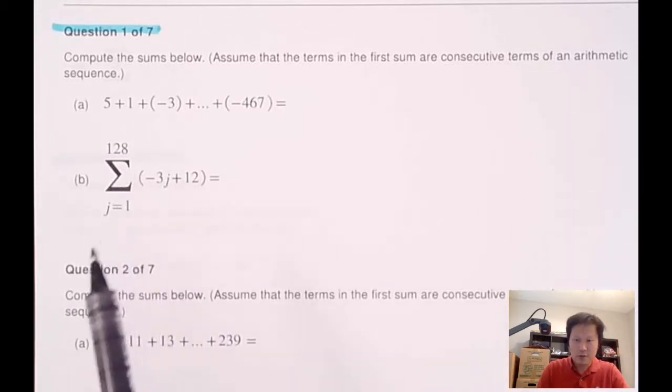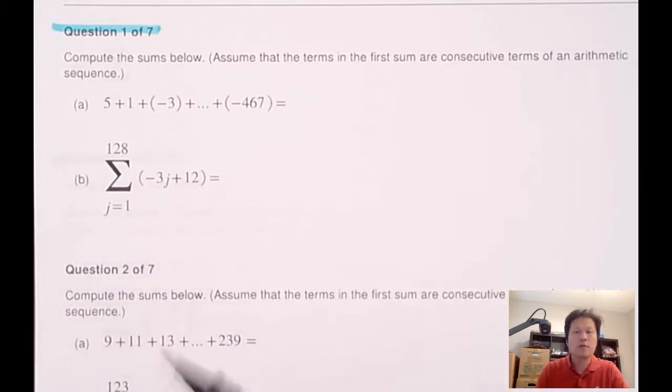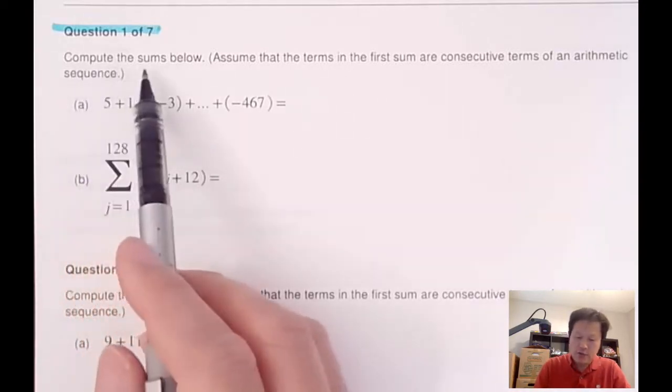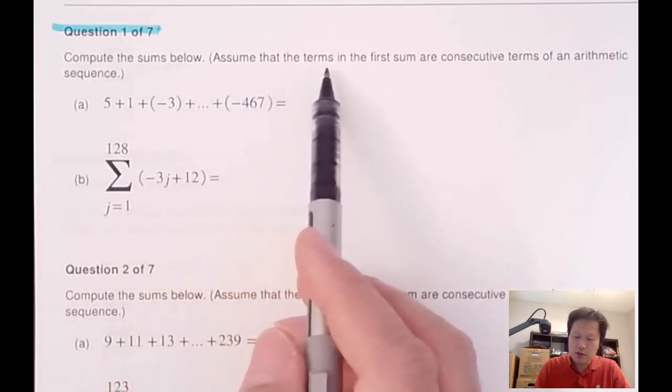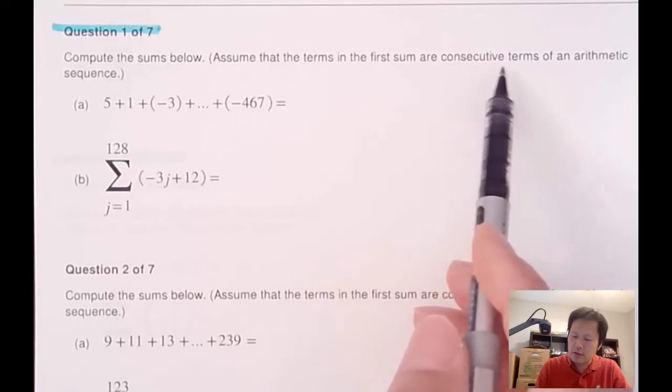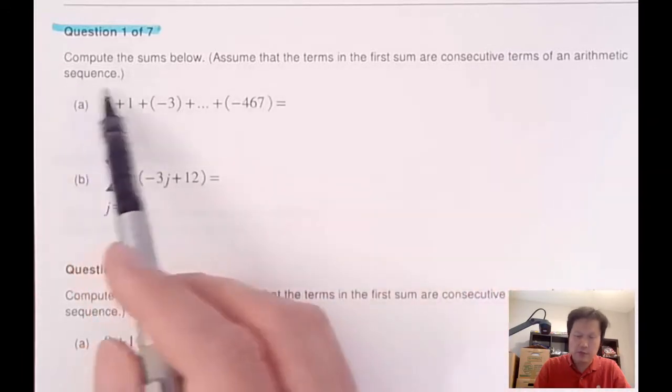Okay, let's look at what we call an arithmetic series, and a geometric series as well. Summation of a sequence, we call that a series. Okay, let's look at the first example. Compute the sums below. Assume that the terms in the first sum are consecutive terms of an arithmetic sequence.